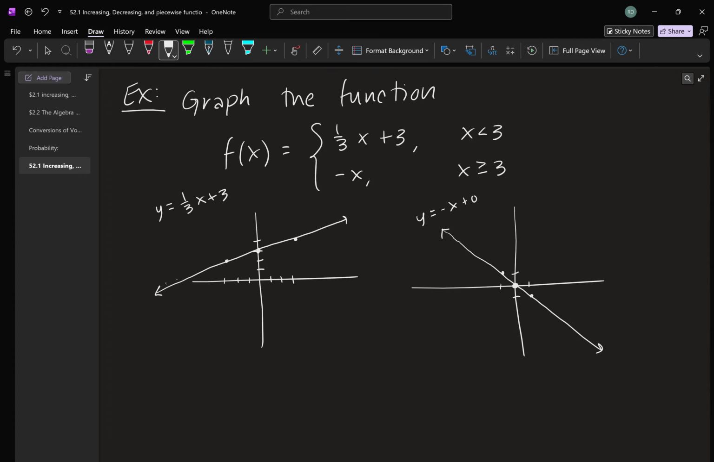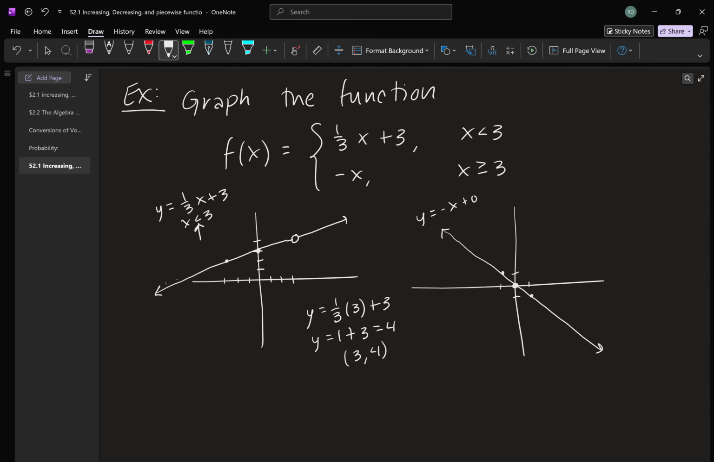Now that we have them graphed, we want to worry about the domains. So this one is for x less than 3, so it's really important that I find the special point. I'm going to plug 3 into this function. So we have y equals 1/3 times 3 plus 3, which gives me y equals 1 plus 3, which is 4. So I plugged in 3 and I got 4, a point at 3 comma 4. That point at 3 comma 4 is going to be an open circle because it's not "or equal to."